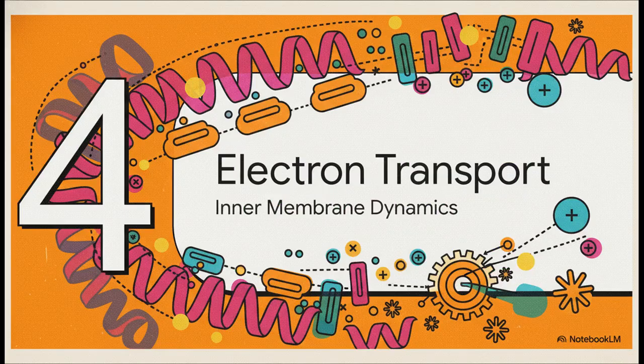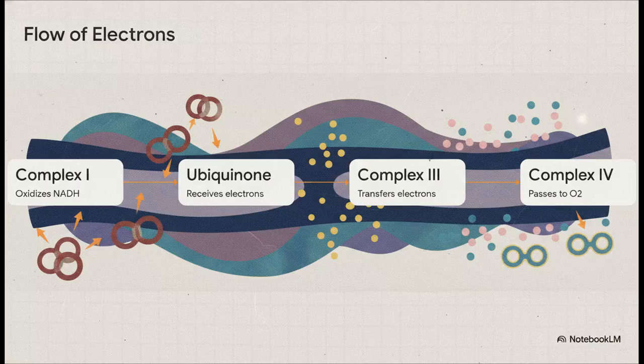All right, moving to Section 4, Electron Transport System Dynamics. We're arriving at the absolute climax of our molecular journey, shifting focus from the matrix to the inner mitochondrial membrane, where the real energy payload is unlocked. So the crucial question is, what do we actually do with all those NADH and FADH2 molecules we just generated? Simple. We cash them in.